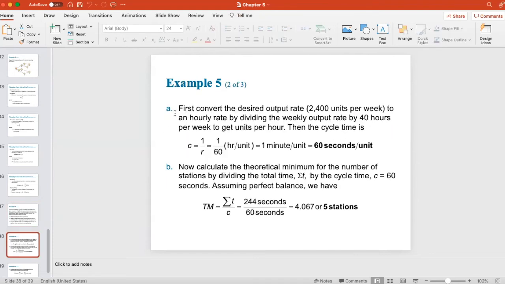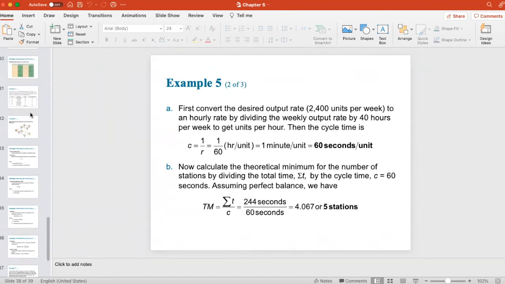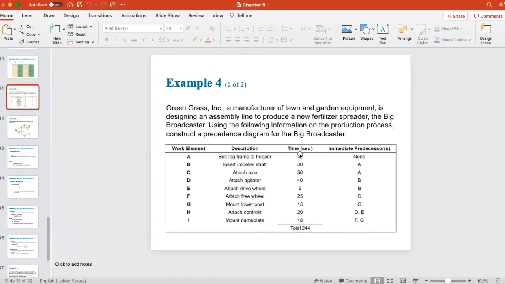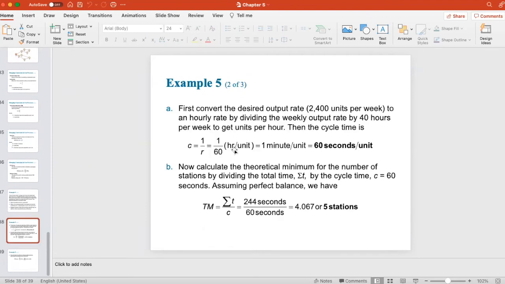If you look at part A, the basic solution I show here, 40 over 2,400 is equivalent to 1 over 60, and the corresponding unit would be hour per unit. But if we want our unit to be consistent with the previous information, all those things shown here use the second as the unit of time. So we know that the unit for 1 over 60 is hour per unit.